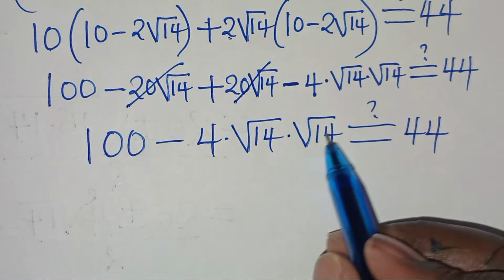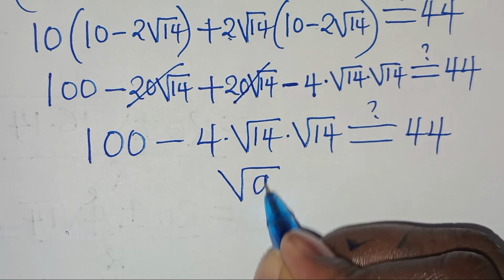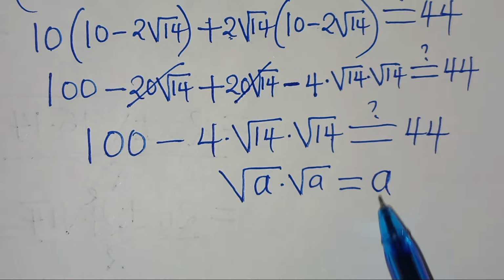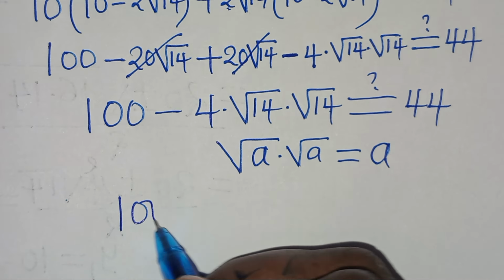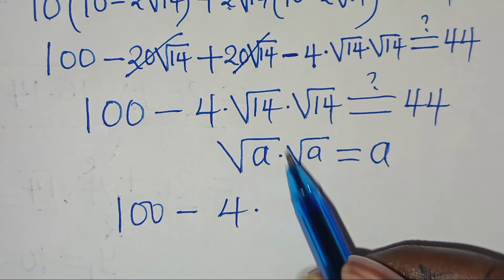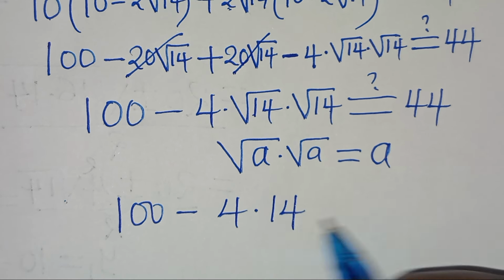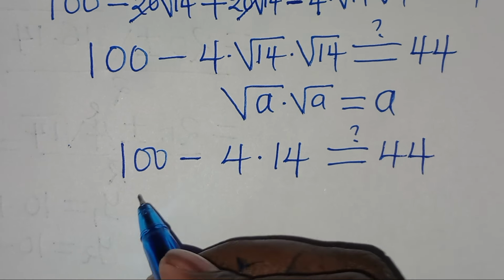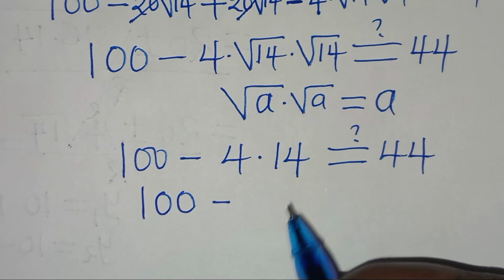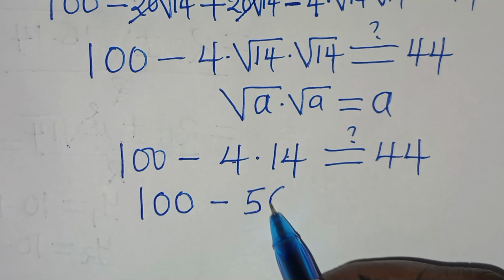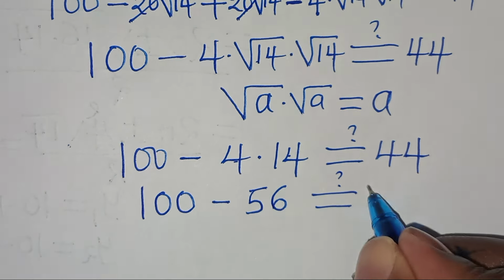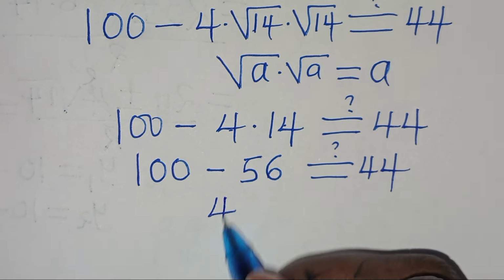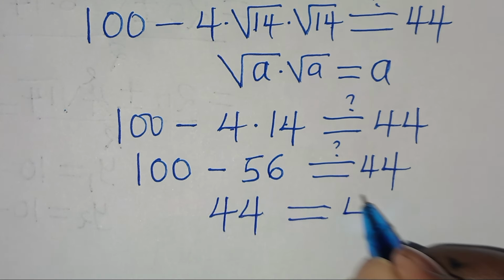Square root of 14 times square root of 14. This is in the form of square root of a times square root of a, and this is supposed to give us a value of a. So we have that 100 minus 4 times square root of 14 times square root of 14. This is 14. This is supposed to give us a value of 44. So this is 100 subtract 14 times 4. This is equal to 56. This is supposed to give us a value of 44. 100 minus 56, this is 44, and this is equal to 44.